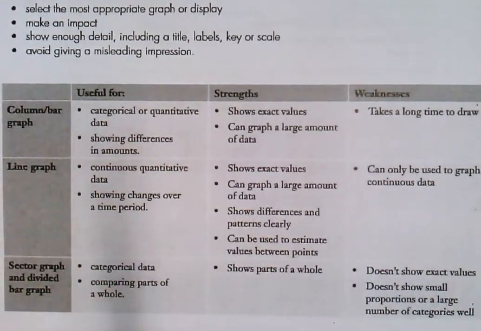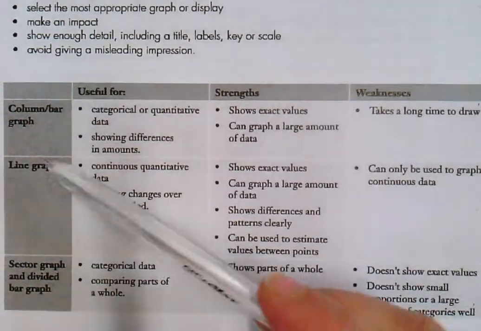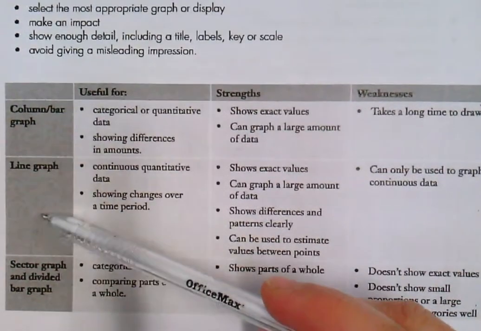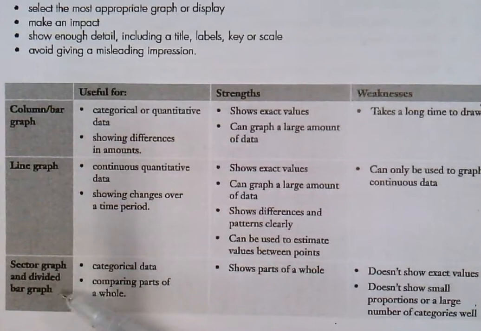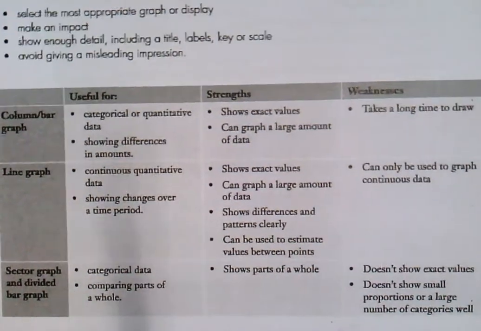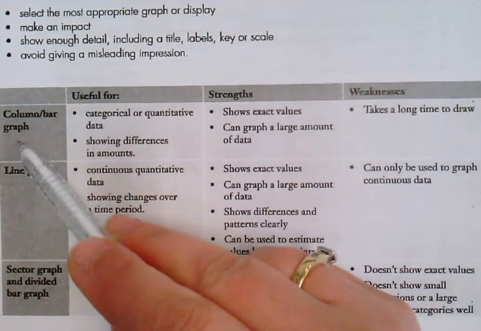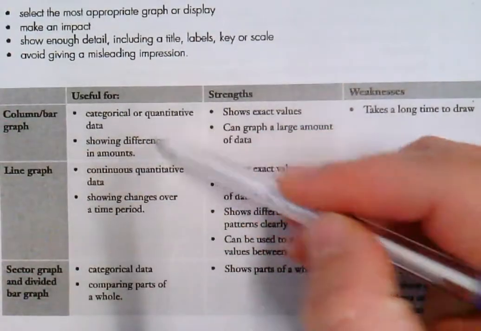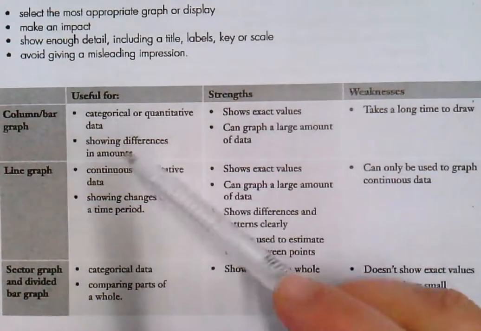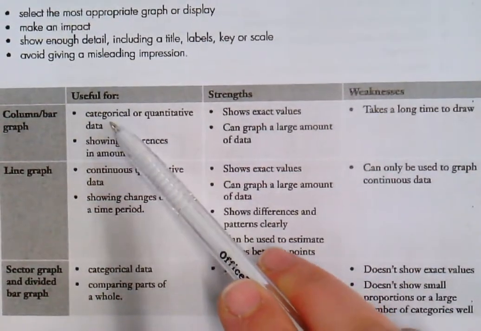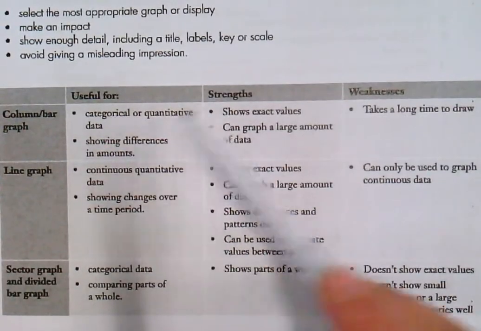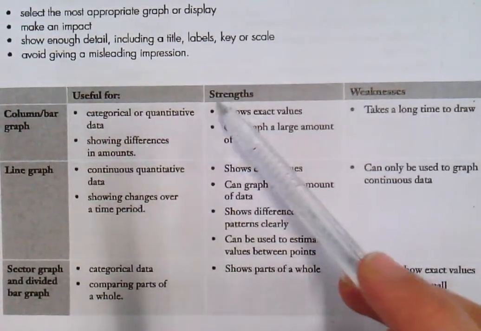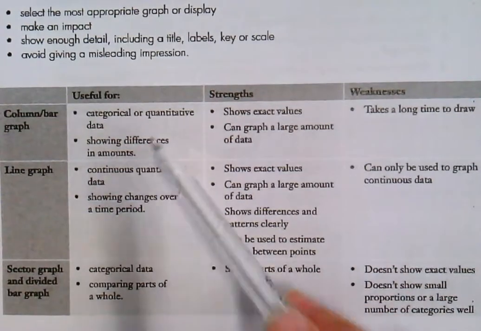There are only certain things that line graphs are used for, only certain things that column or bar graphs are used for, and only certain things that sector graphs or divided bar graphs should be used for. Now, column graphs are the ones that go up and bar graphs go sideways. They're good for either categorical or quantitative data, but that will be discrete quantitative data. They show differences in amounts.